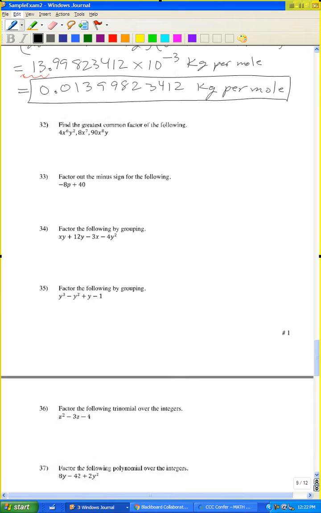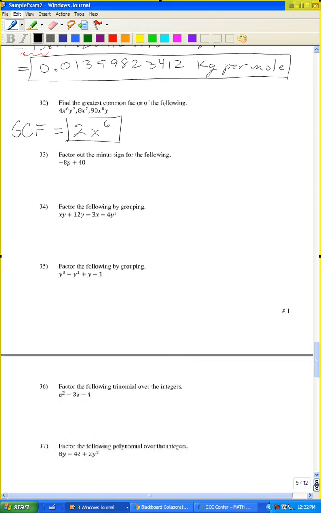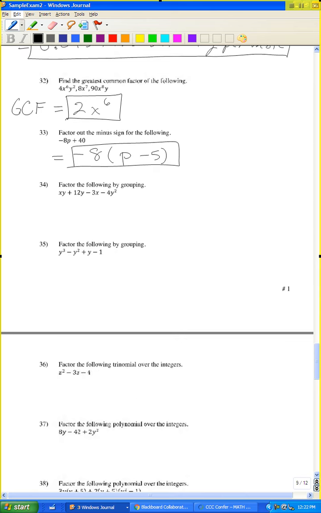Find the greatest common factor. Well, for the constants, 4, 8, 90, it's just 2. The smallest power of x among x to the 6, x to the 7, x to the 8, x to the 6. For y squared, there's no y, so y to the 0, and y, and so therefore it's just 2x to the 6. Factor out the negative, and so I can factor out a negative 8. What remains is p minus 5. And that is your answer.